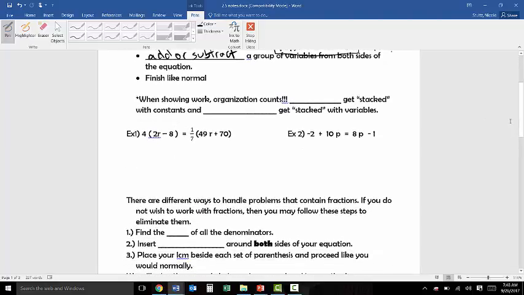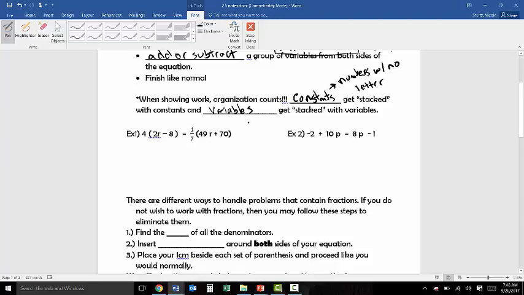The biggest thing is when you show your work, especially as these problems get longer, you need to make sure you're staying organized. What that means is your constants, which, by the way, constants are numbers with no variable. You want to make sure that your constants get stacked with constants, and any variables you have get stacked with the same variables.